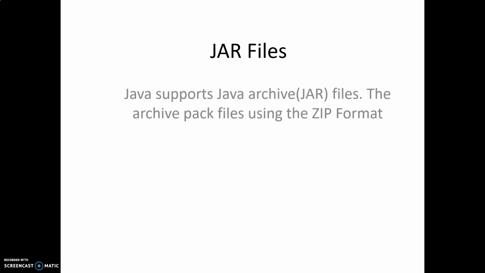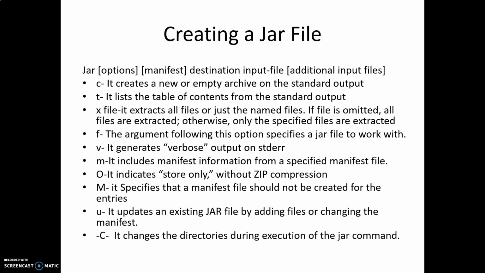Now next let's come to jar files. Jar files are nothing but Java archive files. They will be in the form of zip format and they will be used by default by almost all of our Java programs. So how to create a jar file? We have an option called jar for working with jar files. It is a command and this is the syntax. We use jar in lowercase, then options like c, d and so on, then the manifest file and the destination input file, and if I want any additional input files I just use the input files here.